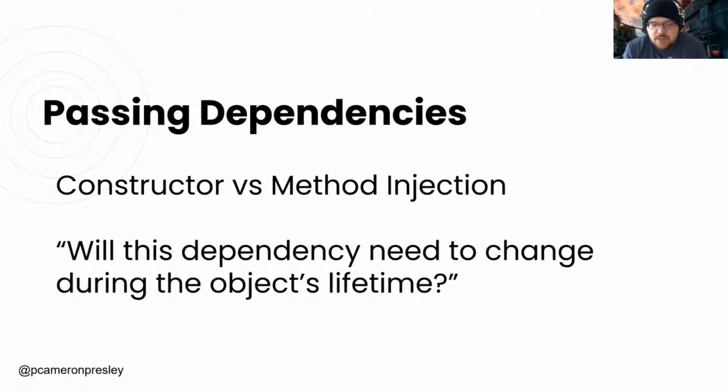And the real differentiation between the two is, would it make sense for this dependency to change while this object is kind of in existence? For example, if you're working on a web API and you're taking in some type of repository that does data storage, you're probably not changing that out mid-flight, right? Whatever your data storage is, it's going to be the data storage while that API is running. Constructor level makes a lot of sense there.